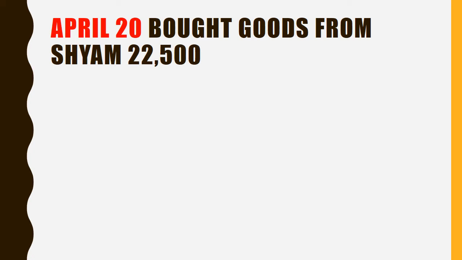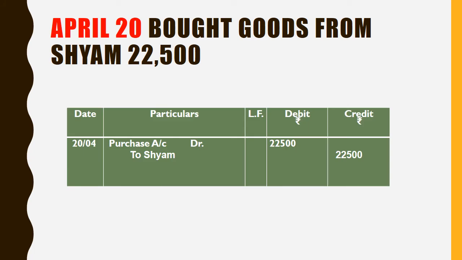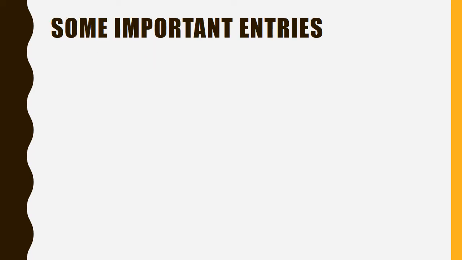Now next entry is on April 20, bought goods from SHYAM for rupees 22,500. Now when we purchase goods from someone, again it will affect two accounts. Those are purchase account and SHYAM account. Purchase account will be debited because expense बढ़ रहा है and SHYAM account credited since liability increases by rupees 22,500.